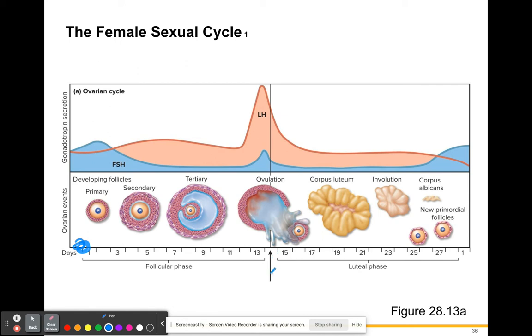Around day 14 is when that follicle ruptures, releases the ova into the fallopian tube, and that ova sits in the fallopian tube for a couple of days until it either gets fertilized or it does not get fertilized. And if it does not get fertilized, then in the last 2 days, that lining of the uterus, that endometrium, is shed, and the cycle starts over again.